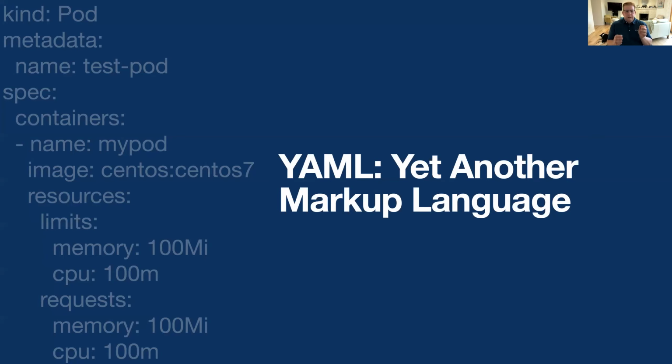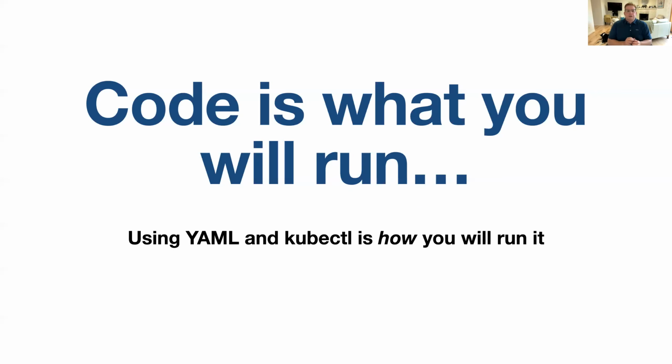So let's imagine that you have access, you're in a namespace, you found the exact container that you wanted to run. Let's say it's PyTorch for doing machine learning training. You found the container, it works for you on your local machine, and now you're ready to scale up to a really powerful platform with lots and lots of graphics cards. You're going to need to write a YAML file. So code is what you will run, YAML and Kube Control is how you will run it.